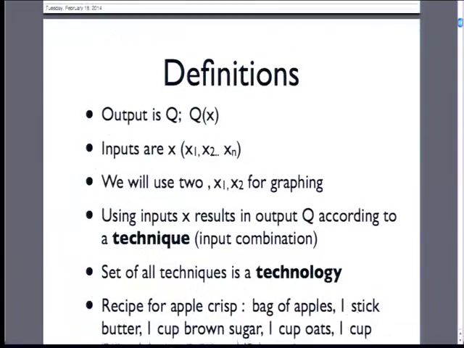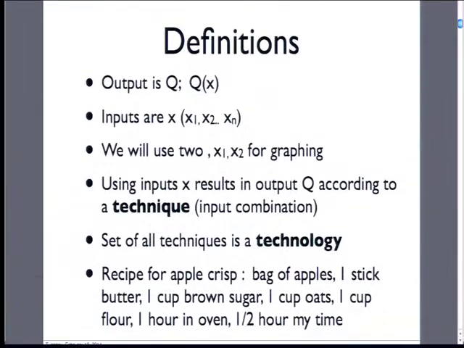All right, so let's go through some definitions, how we're going to think about things in our mathematical abstractions. We're going to say that output is a quantity Q, and we have some sort of production function. This production function takes our inputs x and turns them into units of output q. So when we go into isoquants and isocosts, we're going to only take 2 possible inputs, x1 and x2.